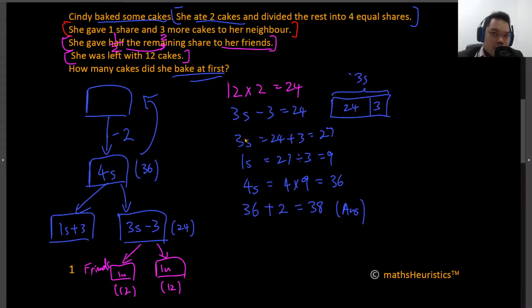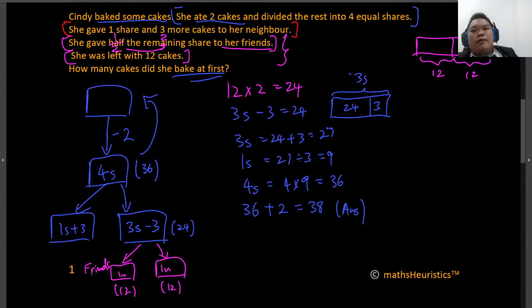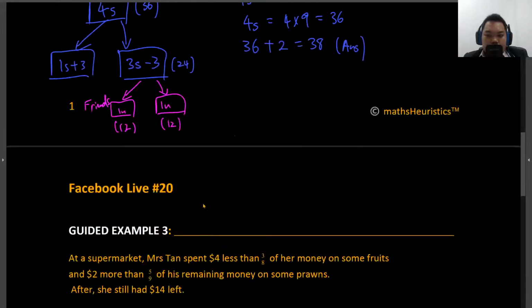So Evelyn is asking why 12 times 2? Because you see this purple text here? When she gave half of the share to her friends, she's left with half herself and she's left with 12. So this other half has to be 12 as well. Okay? Okay, so I guess most of you are okay.